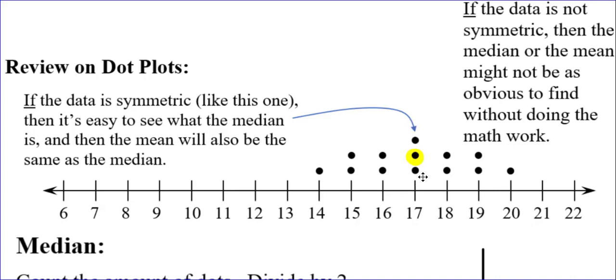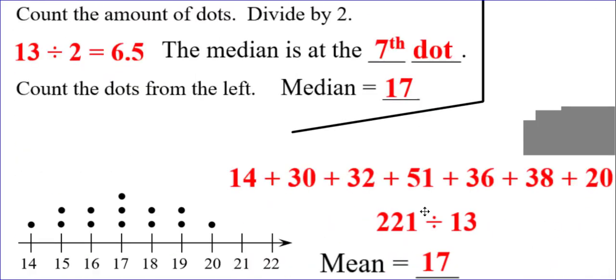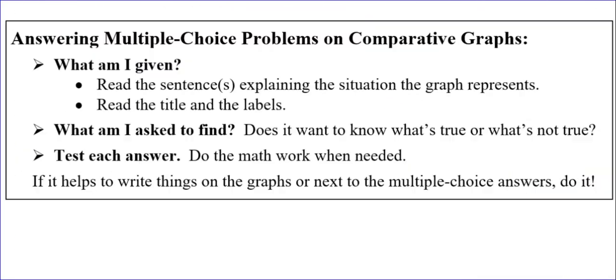So this is what I mean. When the data is symmetric, it's really easy to see what the median is going to be, and the mean's also going to be the same as the median. Now, that's only true when the data is symmetric. If it's not symmetric, then you're going to definitely have to do the type of math work that we were doing here. All right, next page.